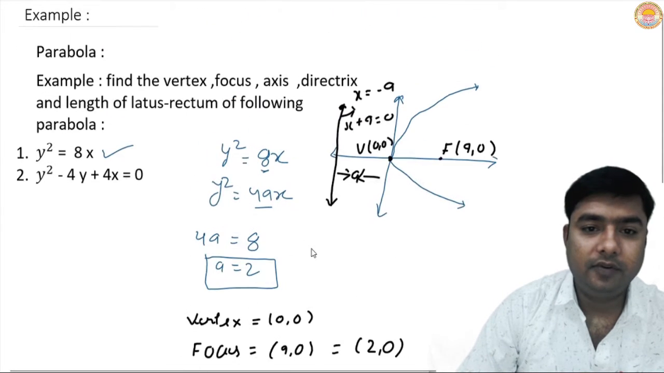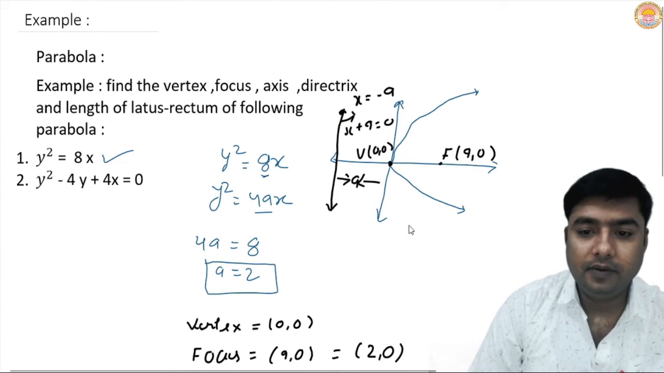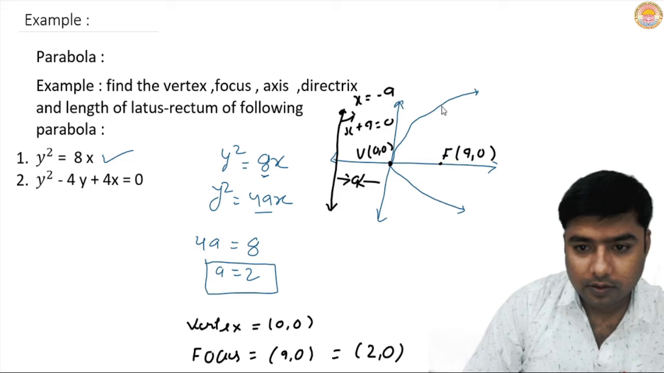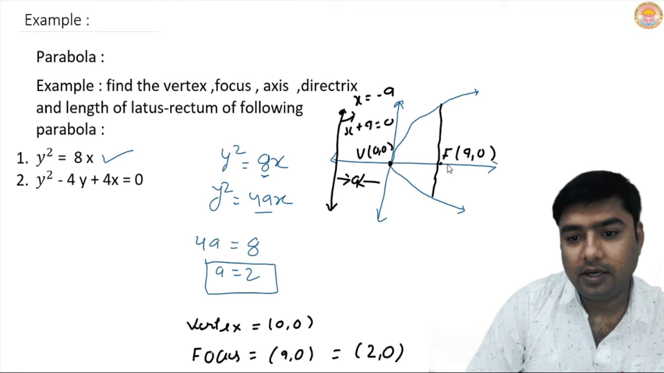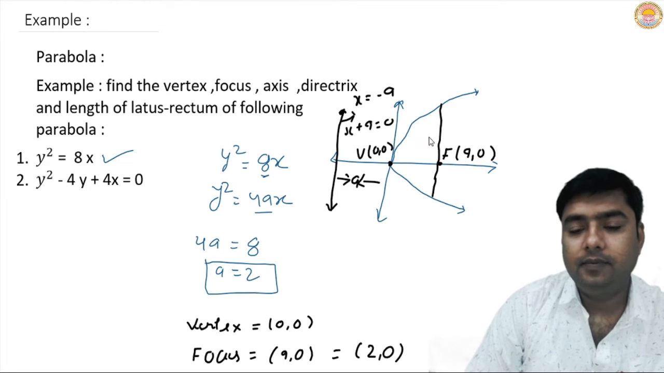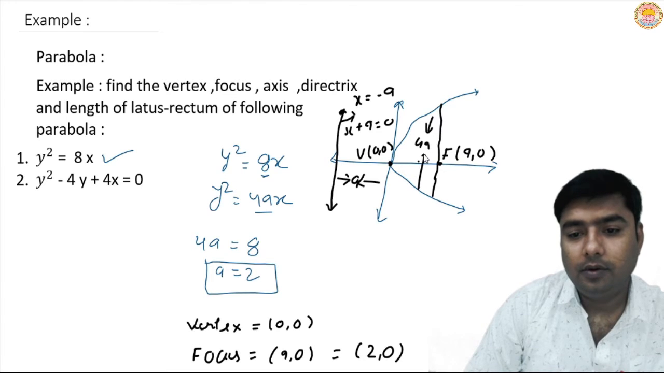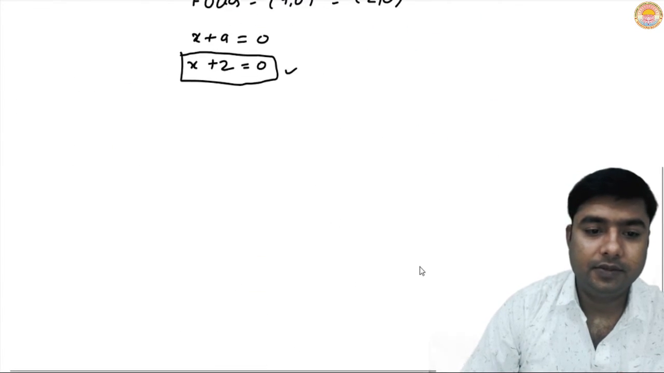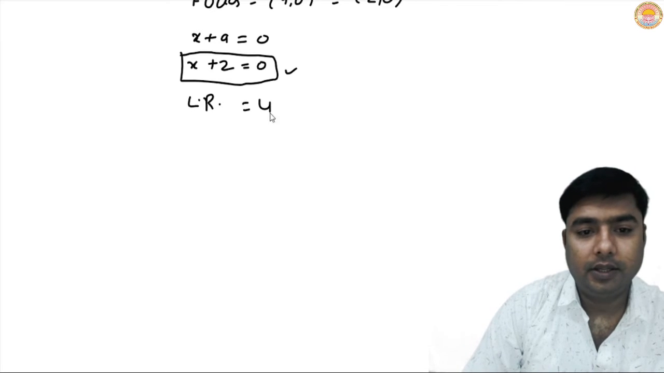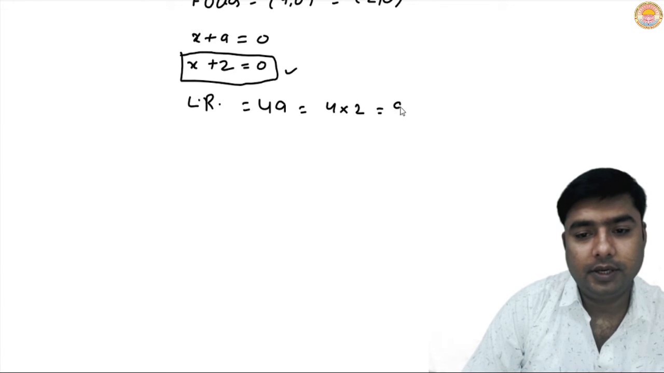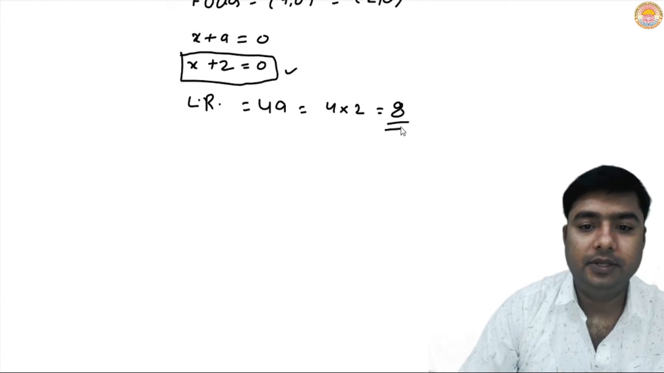Next is the length of latus rectum. What is the length of latus rectum? This is the chord which is perpendicular to the axis and passes through the focus. This is called the length of latus rectum, which equals 4a. It means 4 into 2, which equals 8. So the length of latus rectum is 8.